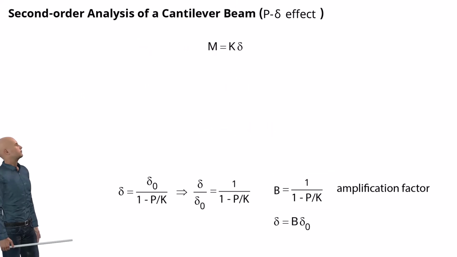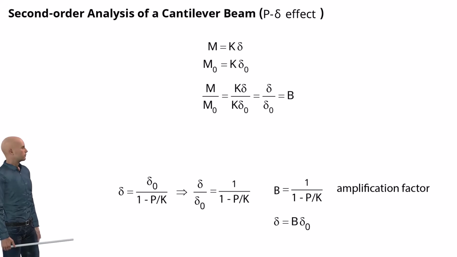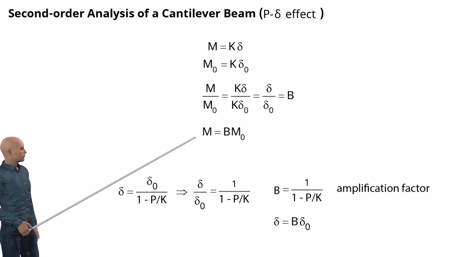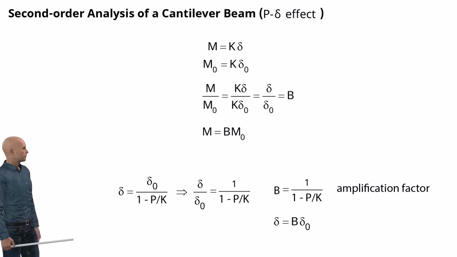Let's check. We already established a linear relationship between moment and deflection. The total second-order moment is equal to K times the total deflection. Also, the first order moment is equal to K times the first order deflection. If we divide the second equation by the first equation, the stiffness K cancels out. So the moment ratio becomes equal to the deflection ratio, and the deflection ratio is B. Therefore, the second order moment can also be estimated by multiplying the first order moment by B. This gives us a simple approximate method for estimating the small P delta effect in a cantilever beam.